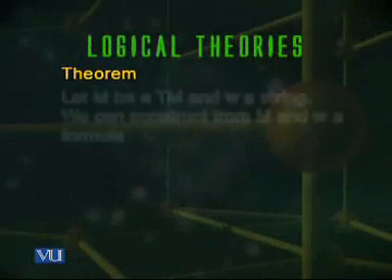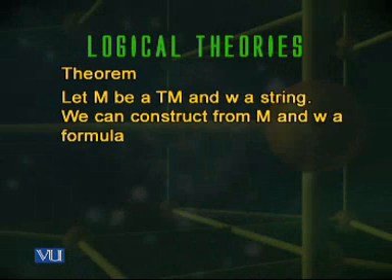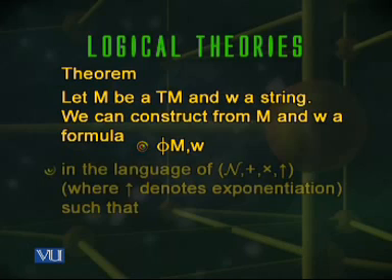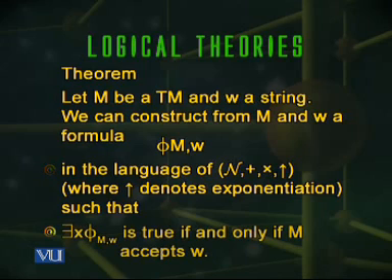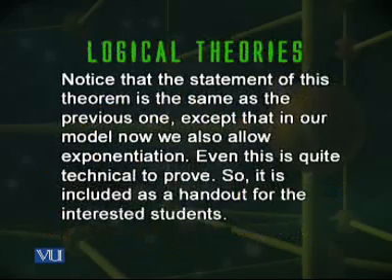So the theorem we want to prove is: let M be a Turing machine and w a string. We can construct from M and w a formula phi_{M,w}, and this is going to be in the language of number theory with exponentiation, such that there exists x phi_{M,w}(x) is true if and only if M accepts w. Notice that the statement of this theorem is the same as the previous one, except that now our model allows us to use exponentiation. Even this is quite technical to prove, so the proof is included in the handout for interested students. We will only discuss certain aspects of this proof.